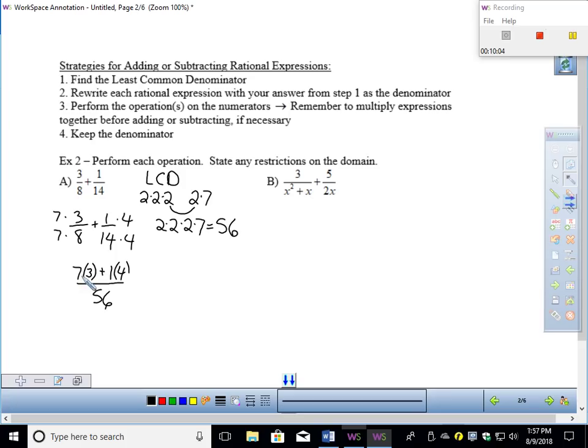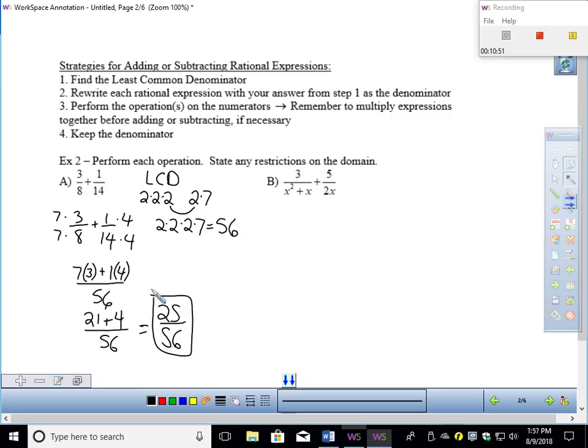And as I said, order of operations, multiply comes before addition. So we're going to do 7 times 3. So I get 21, 1 times 4, looking great, all over 56. Again, we keep the denominator and kind of running out of room down here. So I'm going to bring it right up here, everybody. And it looks like 25 over 56.